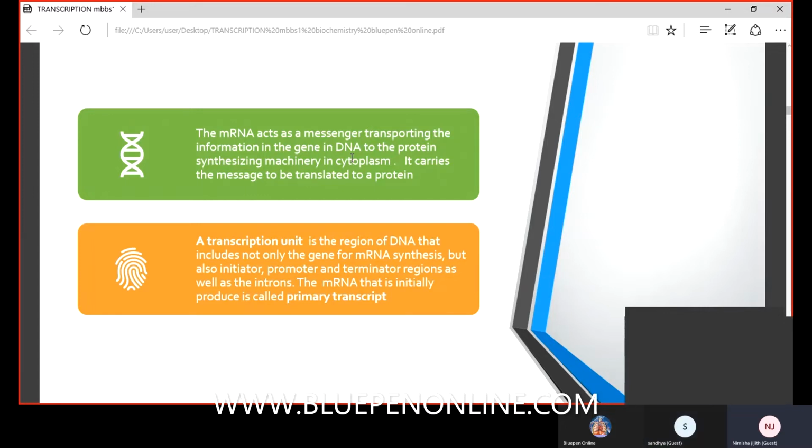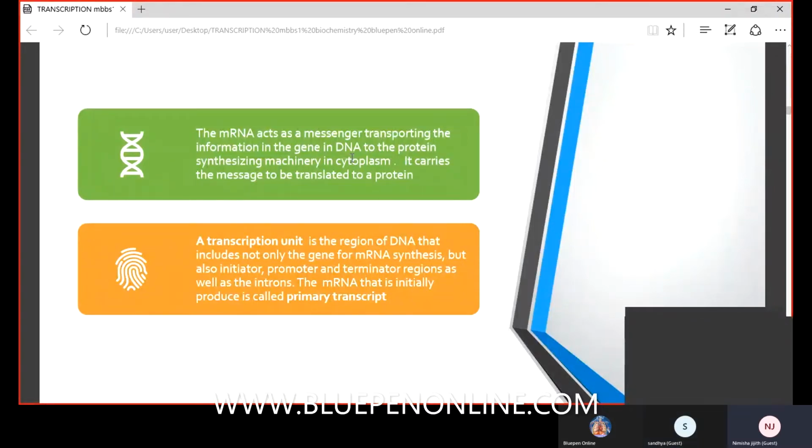Then we are entering into transcription. One transcription unit is there. A transcription unit is the region of DNA that includes not only the genes for mRNA synthesis, but there are three regions in a transcription unit. In replication, we discussed the ORI and the machinery for replication, with three steps: initiation, elongation, termination.